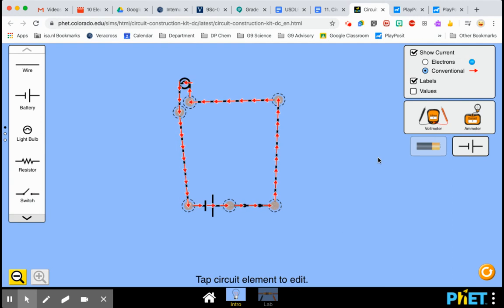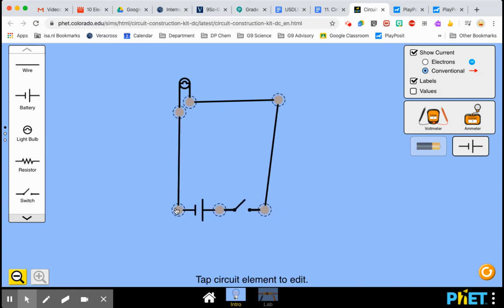Now, this is sort of a cartoon image of a circuit. This is a little bit closer to a circuit diagram. So I'm going to open the switch so you can see it a little better. In a circuit diagram, we represent wires as lines. We tend to draw dots where they join, but sometimes we don't. We just draw the lines connecting.